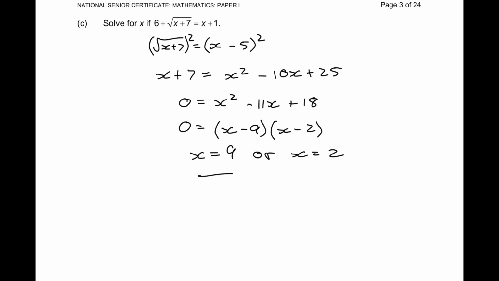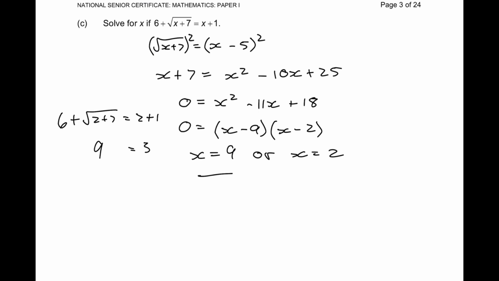Now, we need to check for x is equal to 2. So now substituting 2 into that equation, we say 6 plus the square root of 2 plus 7 is equal to 2 plus 1. And you can obviously see there, I've replaced an x with a 2. Okay, so solving this, we get 6 plus the square root of 9 is equal to 2 plus 1, which is 3. And the square root of 9 is equal to 3. And then we have 6 plus 3 is equal to 9.